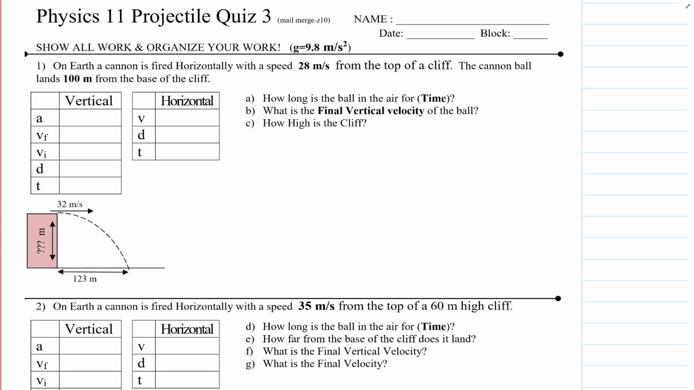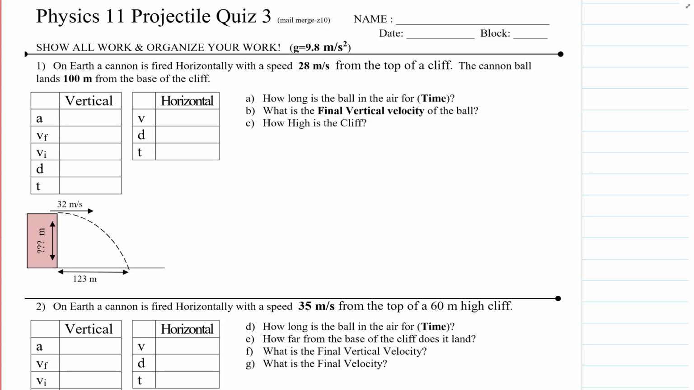Okay, class, let's go over this quiz, the mastery quiz here. Question number 1. On Earth, a cannon is fired horizontally with a speed of 28 meters per second from the top of the cliff. And the cannonball lands 100 meters from the base of the cliff.